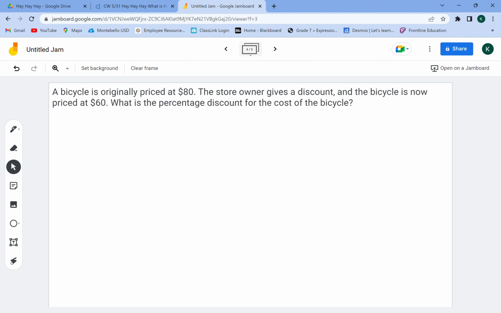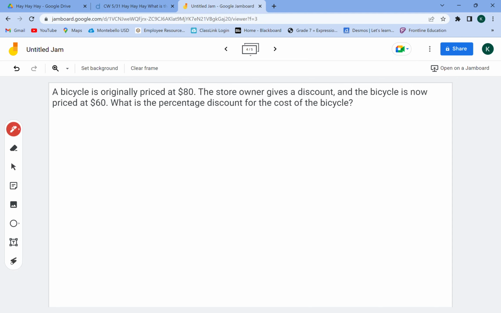Right, so this problem reads: a bicycle is originally priced at $80. The store owner gives a discount and the bicycle is now priced at $60. What is the percent discount for the cost of the bicycle? So we're trying to see how much percent off this is.